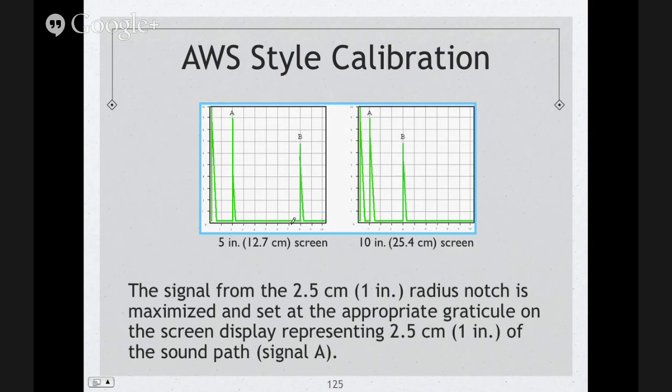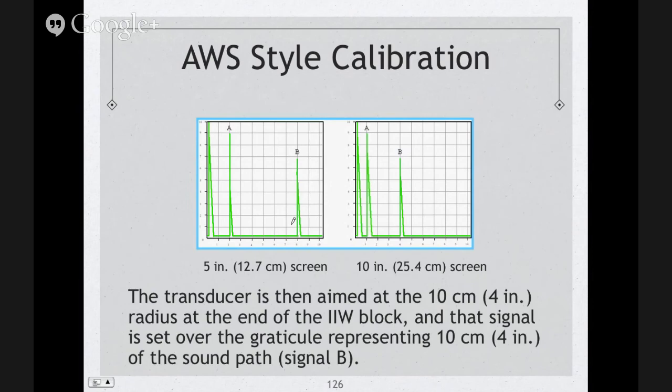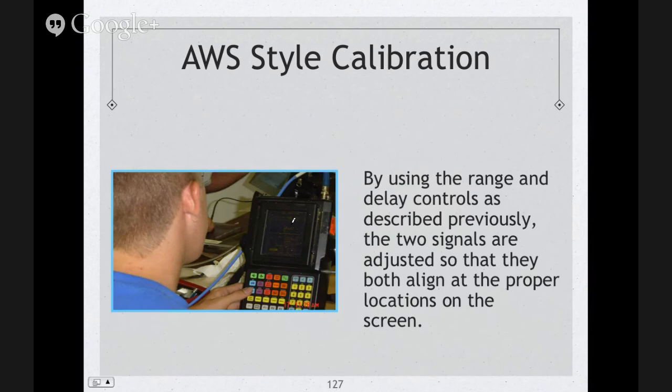The transducer then is aimed at the 4 inches, and the signal is set over the graticule representing the 4-inch on the sound path SB, right? By using the range and delay controls. You know the difference between range and delay?